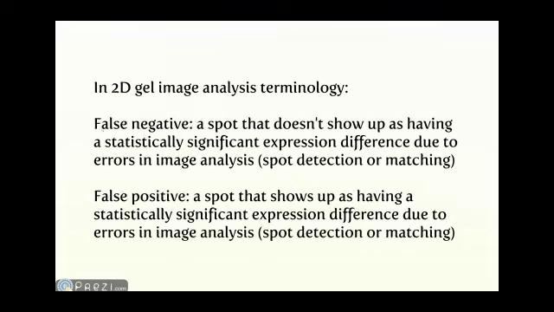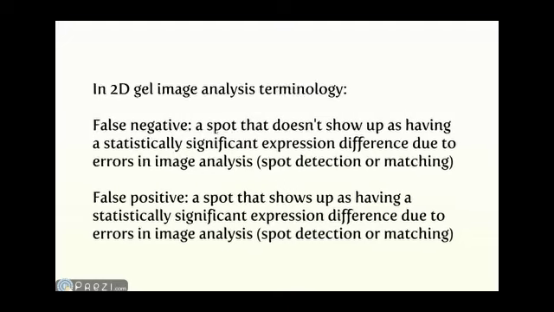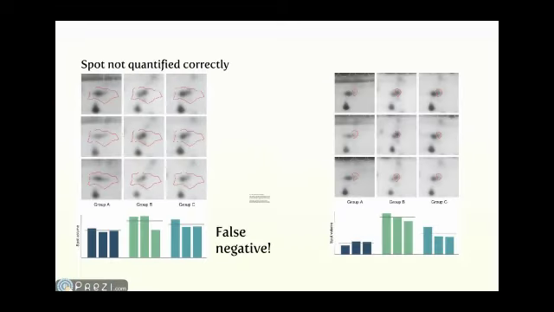The false negative is almost worse because this is something that you won't find in your results. Errors in image analysis will make this spot disappear in the spots that are not statistically significant in expression difference. So with that terminology, this image analysis will result in a false negative, a spot that seemingly doesn't have a difference between the groups, but with a more accurate image analysis it would have that.